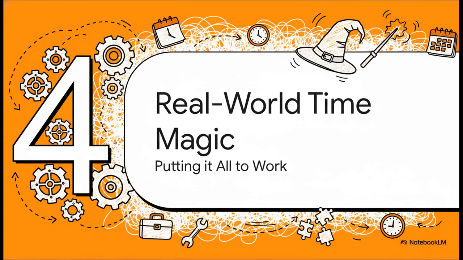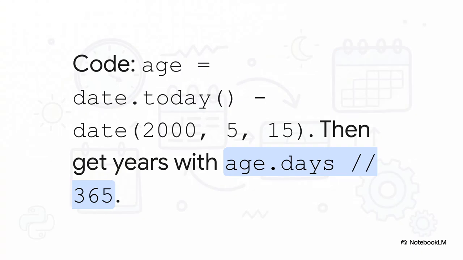Okay, theory is great, but let's see how this awesome toolkit solves those real-world problems we talked about at the very beginning. It's time to put some of this time magic to work. Okay, look at how simple a complex problem becomes. To find someone's age, you just subtract their birth date from today's date. And the result? It's a timedelta object. Now, a quick way to get the years is to just take the total days and do an integer division by 365. It's a pretty good approximation, though to be perfectly accurate, you'd have to handle leap years a bit more carefully, but that's a great topic to explore on your own.